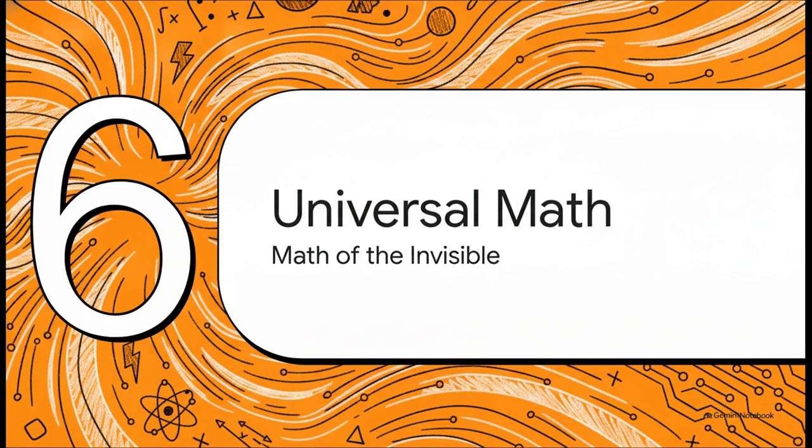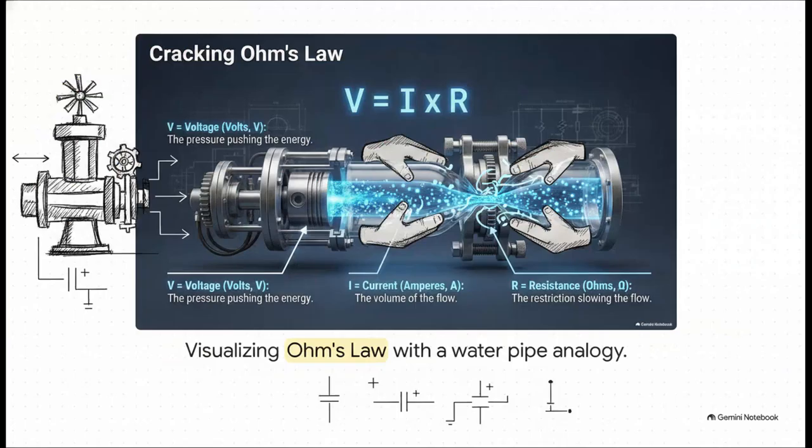All right, final stretch. Section 6, Mastering the Universal Math. Let's start with Ohm's law, V equals I times R. The absolute best way to picture this is with a water pipe analogy. Voltage, or V, is the pushing pressure from the pump. Current, or I, is the actual volume of the fluid flowing through, and resistance, or R, is the pinch restriction slowing that flow down. Think about it.